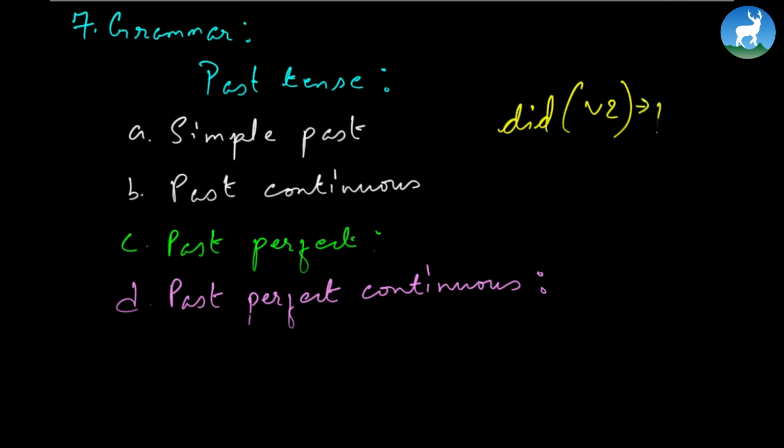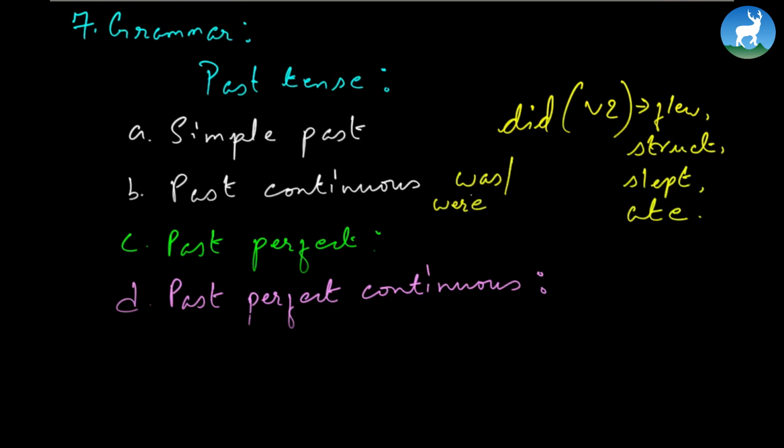Having said V2, it might have verbs like flew, struck, slept, ate. So these are all examples of V2. We use V2 here in simple past. Now, past continuous means an event that happened somewhere in the past and it continued for some time. It is always accompanied by was, were plus the ing form of the verb. For instance, I was sleeping. That's past continuous. The players were playing football on the ground. See, playing is the ing form of the verb. That makes it past continuous.